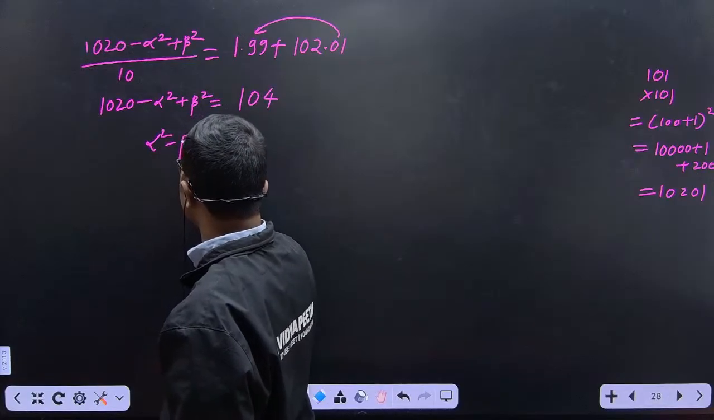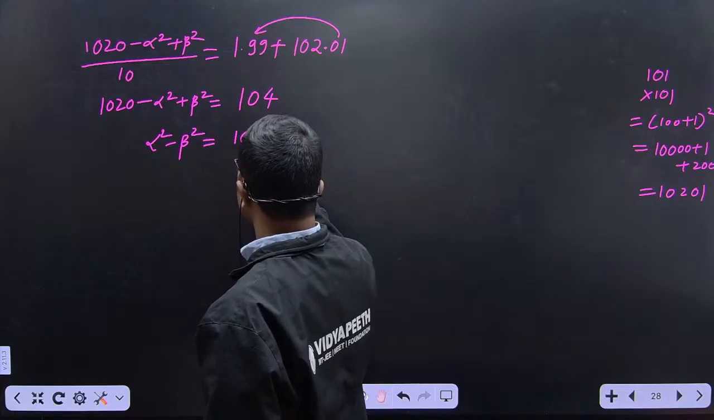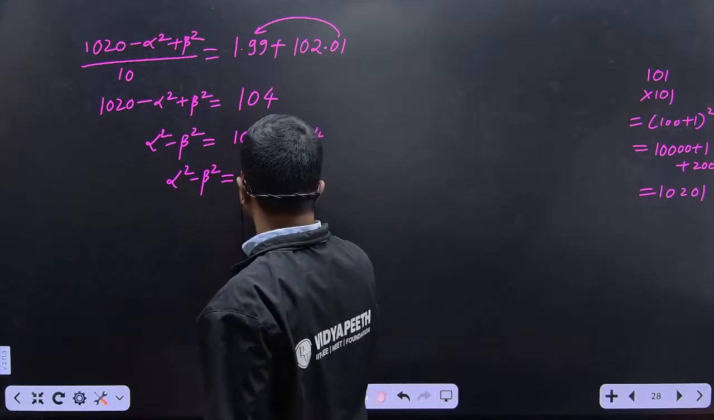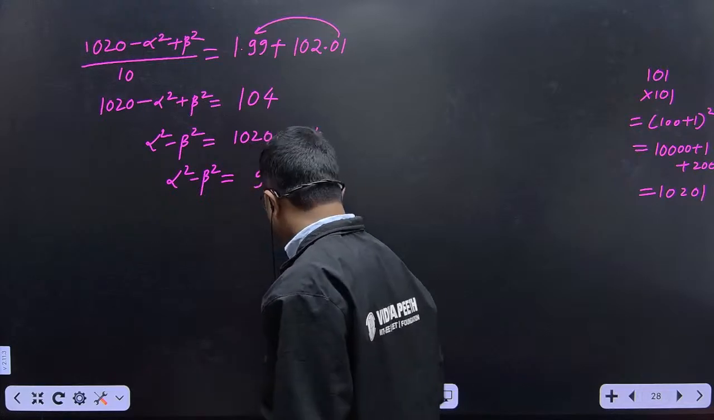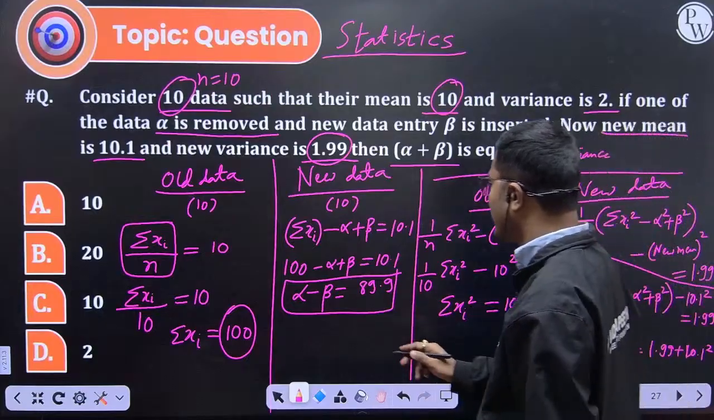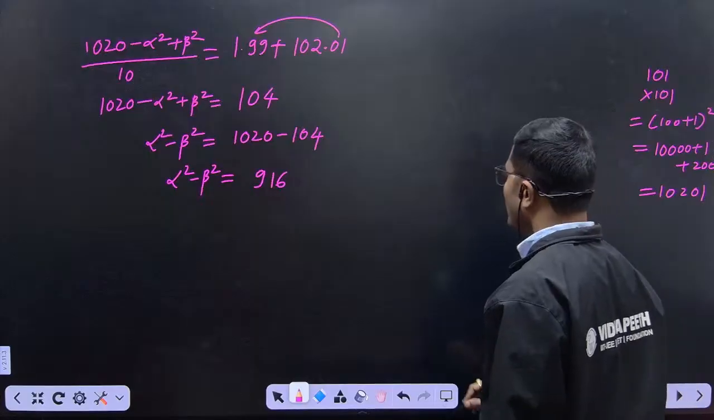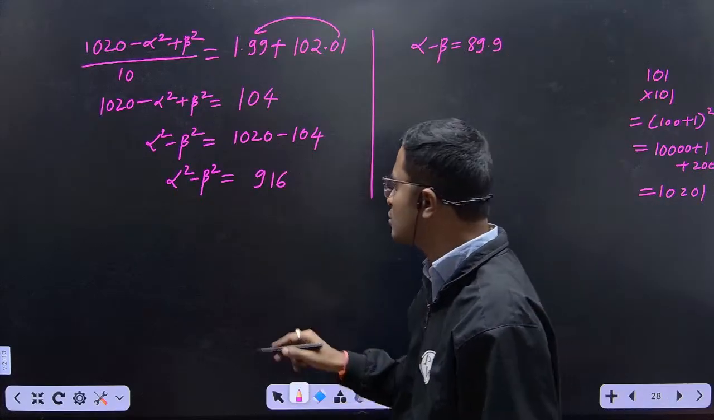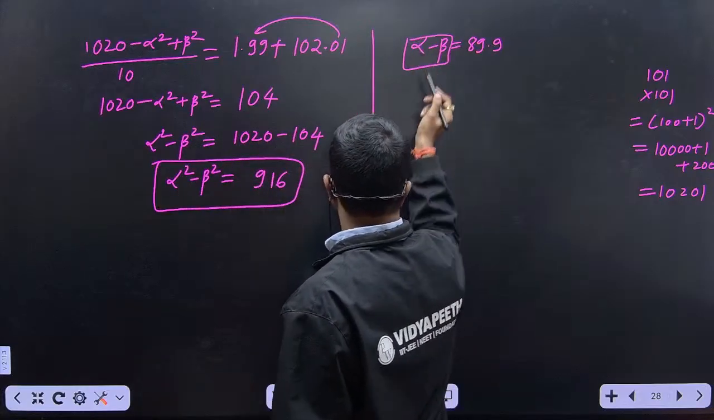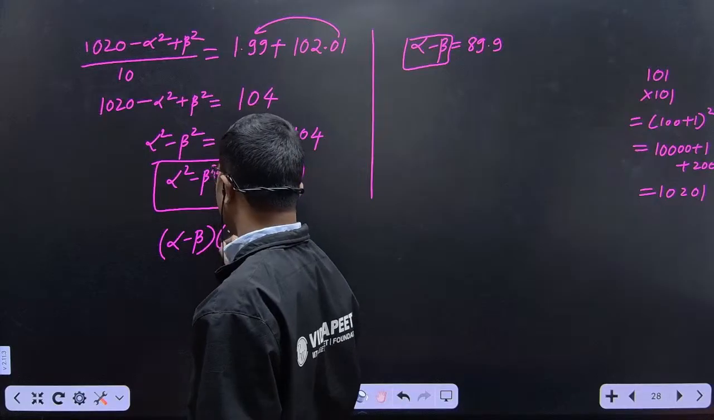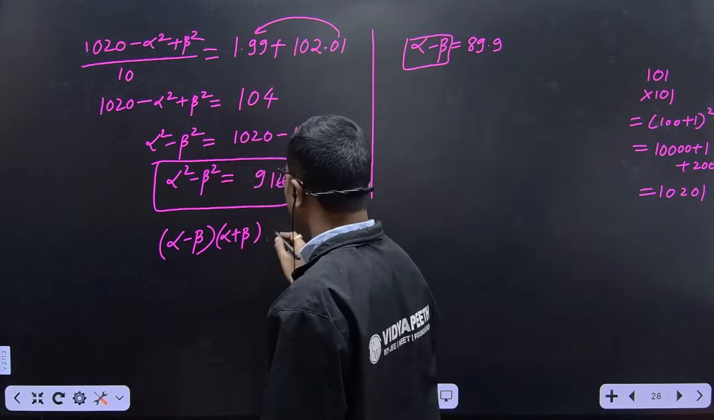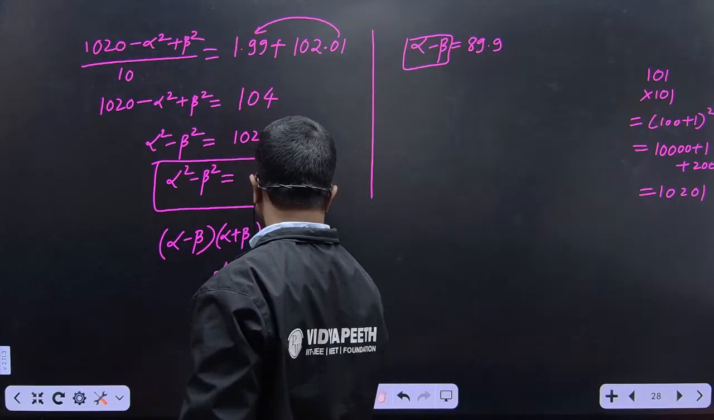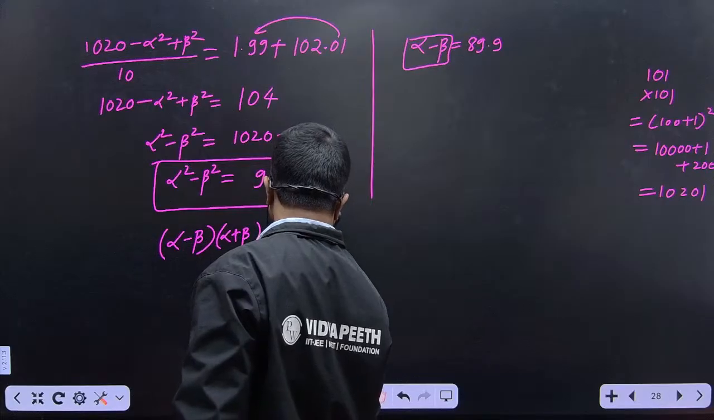So alpha square minus beta square will be how much? Just send this 1020 minus 104. So alpha square minus beta square is 916. And what is alpha and beta? One more relation: alpha minus beta is 89.9. So we need to solve these two equations. What is alpha square minus beta square? Alpha minus beta into alpha plus beta. We know this formula: a square minus b square is equal to a minus b into a plus b, equal to 916. So what do we get? Alpha plus beta value is 916 by alpha minus beta. So that is 916 by 89.9.